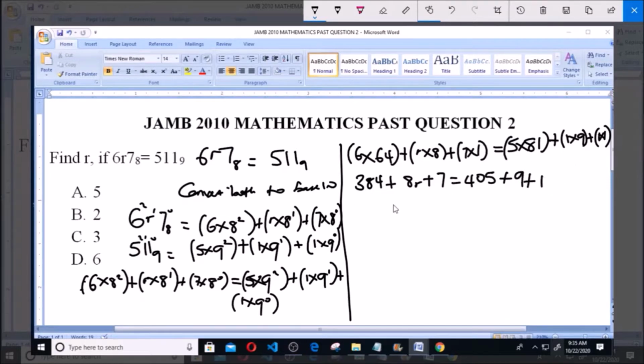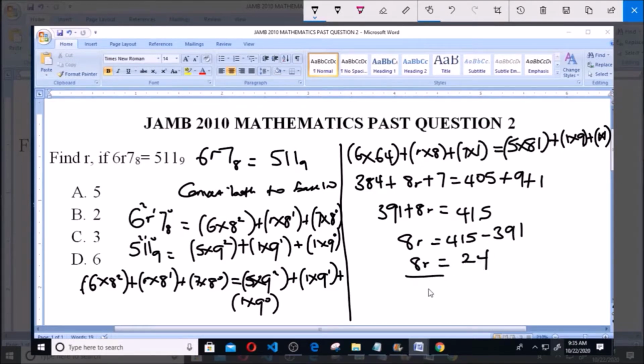So from this we'll have that 384 plus 7, collecting like terms, will give us 391. So we have 391 plus 8R is equal to 405 plus 9 plus 1, which gives us 415. Now collecting like terms we have that 8R is equal to 415 minus 391, meaning that 8R is equal to 24. Now we divide both sides by the coefficient of R, which is 8. We cancel 8. 24 divided by 8 is equal to 3. So that means the value of R is equal to 3.